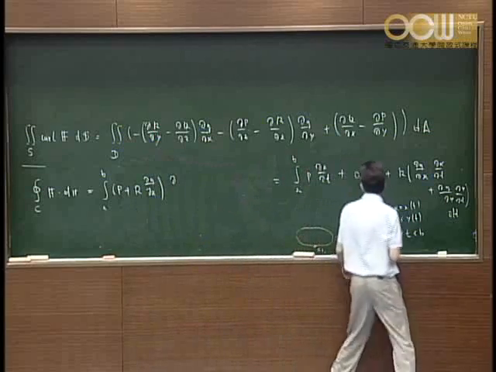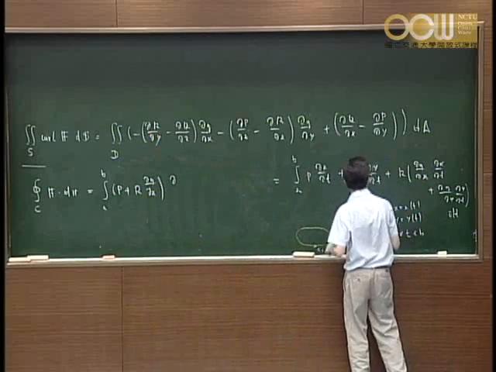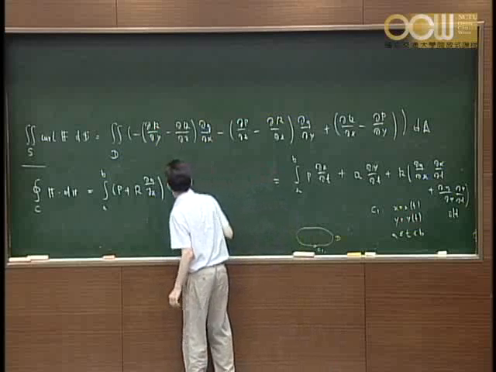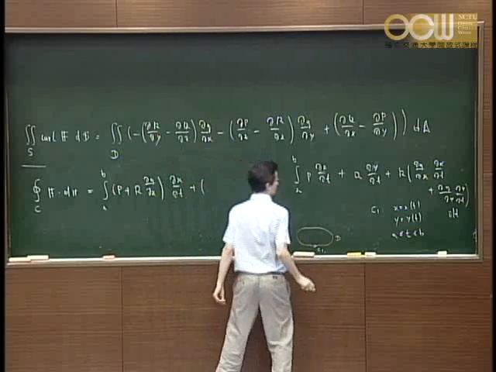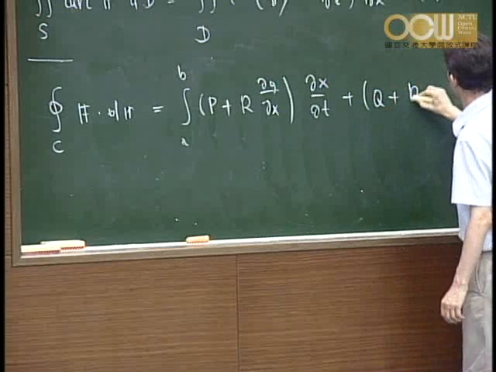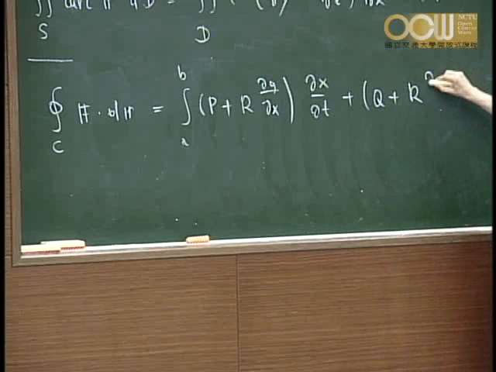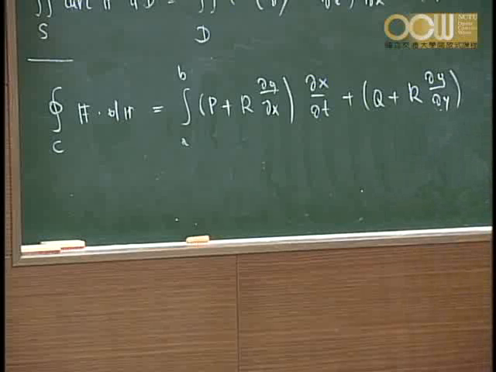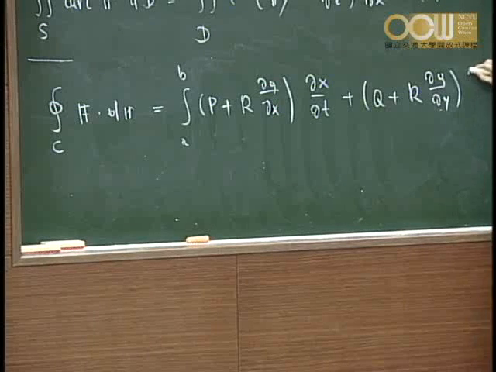Actually, those partial derivatives are just normal derivatives. Plus, and here I have the other one. So the other one is q plus r times the partial derivative of g with respect to y, and this is the derivative of y with respect to t.